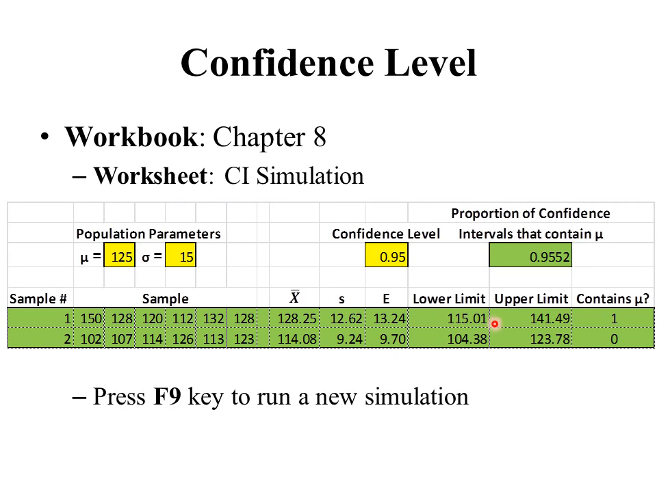Now, like the first sample, this interval either contains the true value of mu or it doesn't. In this case, this interval does not contain the true value of mu because this upper limit is less than the true value of mu. So this interval does not contain mu, and so we put a 0 there.